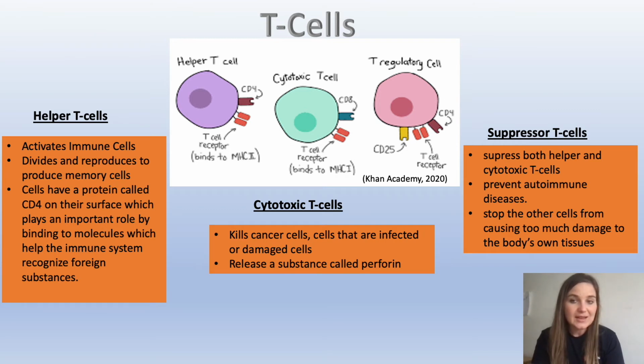Helper T cells activate most of all the other immune system cells. When it detects a virus, for example, it divides and reproduces to produce memory cells, and also activates cytotoxic T cells, macrophages, and activates B cells to produce antibodies to fight infection. Helper T cells have a protein called CD4 on their surface, which plays an important role by binding the molecules which help the immune system recognise foreign substances within the body.